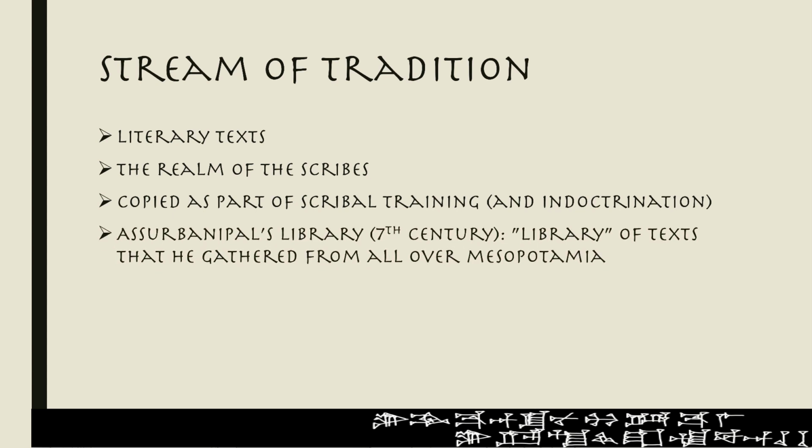Now, a significant source of, albeit later, cuneiform culture, evidence of cuneiform language in Akkadian and Sumerian, is Ashurbanipal's library from the 7th century. I put this library in quotation marks, but this is a collection of texts that Ashurbanipal the king gathered from all over Mesopotamia.